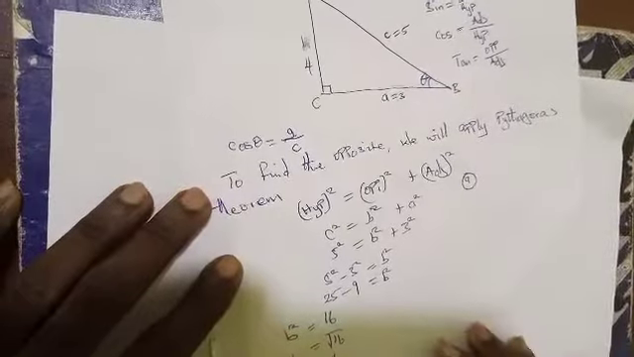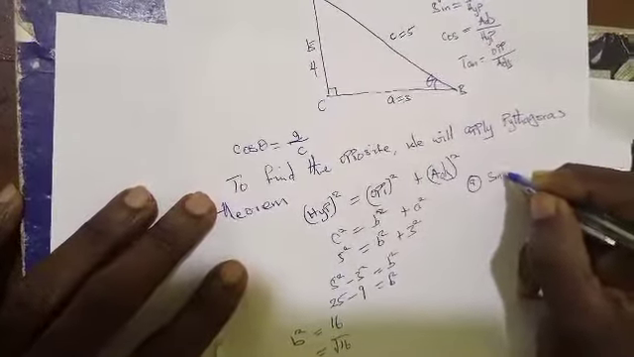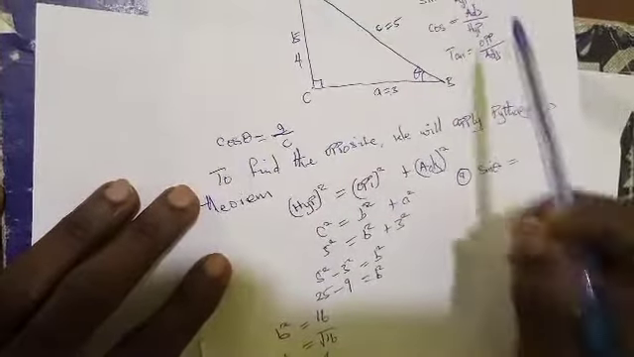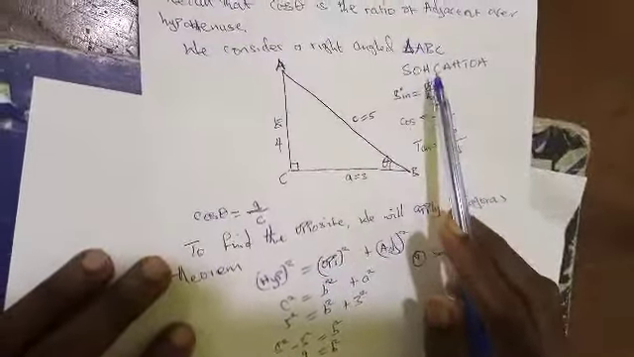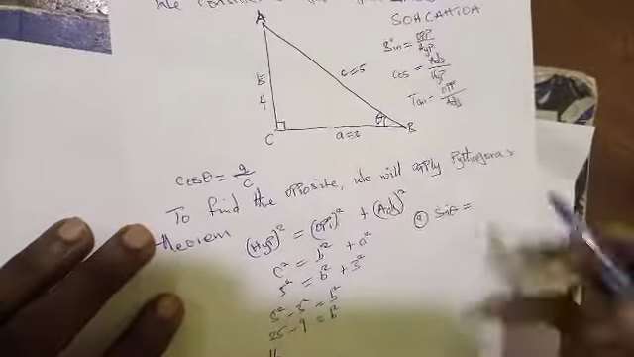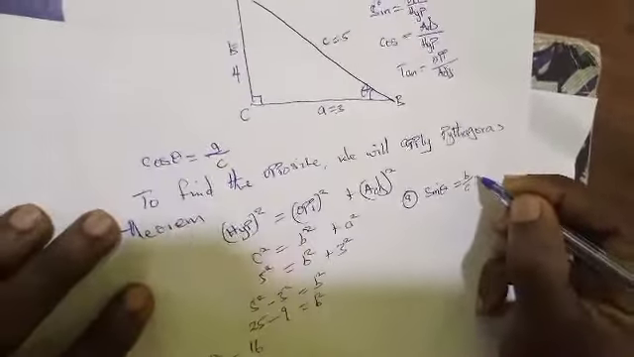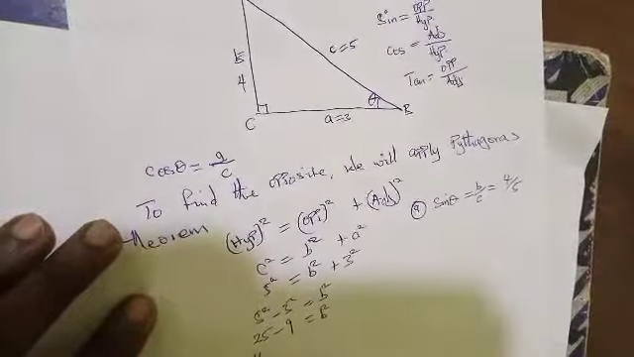Now our a part says sine theta. So our sine theta is equal to what? Using SOHCAHTOA, sine is opposite over hypotenuse. Our opposite is 4 and our hypotenuse is 5. That is B all over C, equal to 4 all over 5.